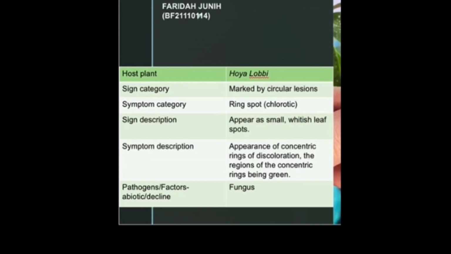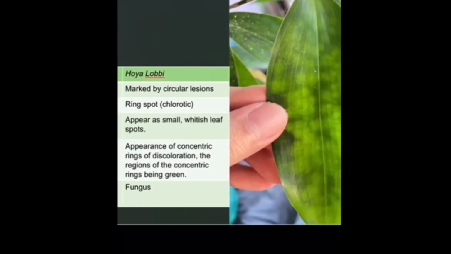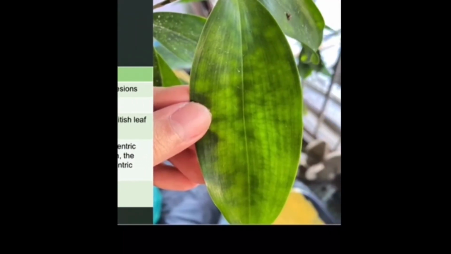Sign description: the leaf has small whitish leaf spots, and the symptom description is the appearance of concentric rings of discoloration, the regions of the concentric rings being green. And the pathogen that causes this plant disease is a fungus. So this is the Hoya lobbii plant.